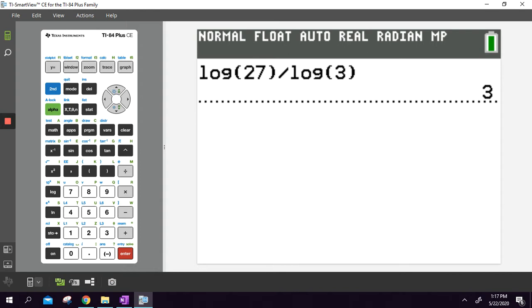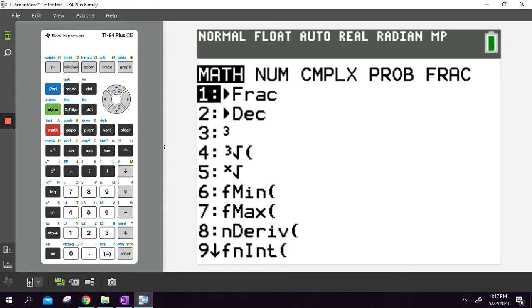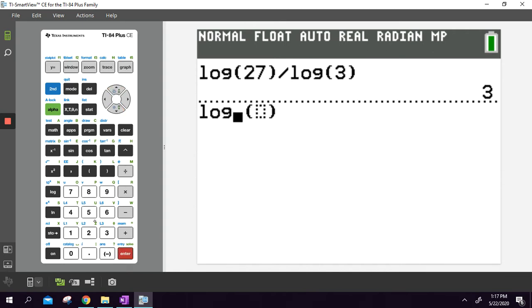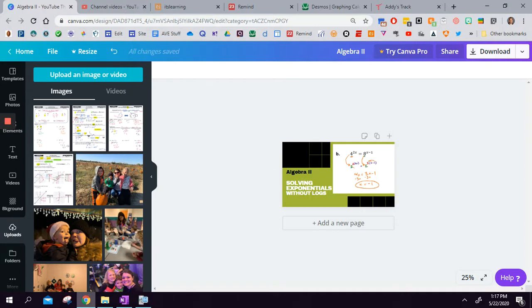If you've got a nice enough calculator, if you've got a graphing calculator, you can do that in another way as well. I'm going to hit the math button on my graphing calculator. And if I scroll down in this menu enough, there we go, log base, I'm going to go log base 3 of 27. Just depending on your calculator, you could do it that way as well.